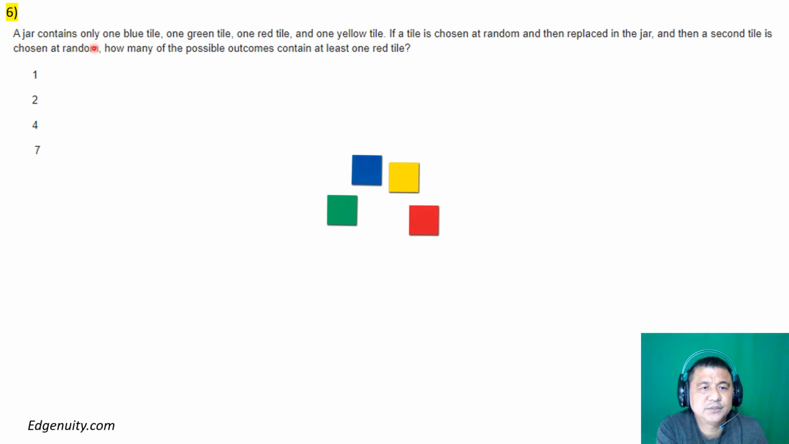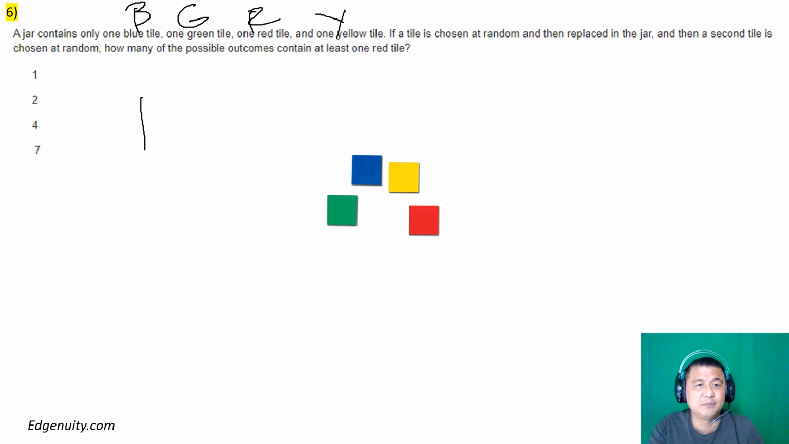A jar contains one blue tile, one green tile, one red tile, and one yellow tile. If a tile is chosen at random and then placed back in the jar, and then a second tile is chosen at random, how many possible outcomes contain at least one red tile? Okay, so let's analyze the problem. So let's write the colors: blue, green, red, yellow.